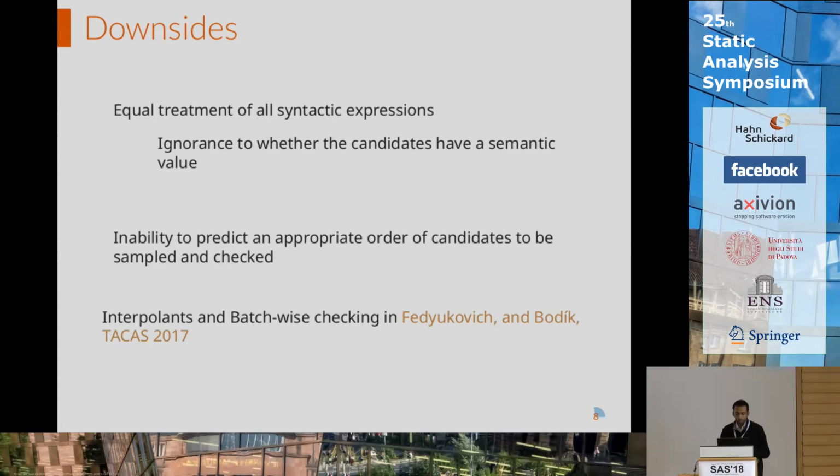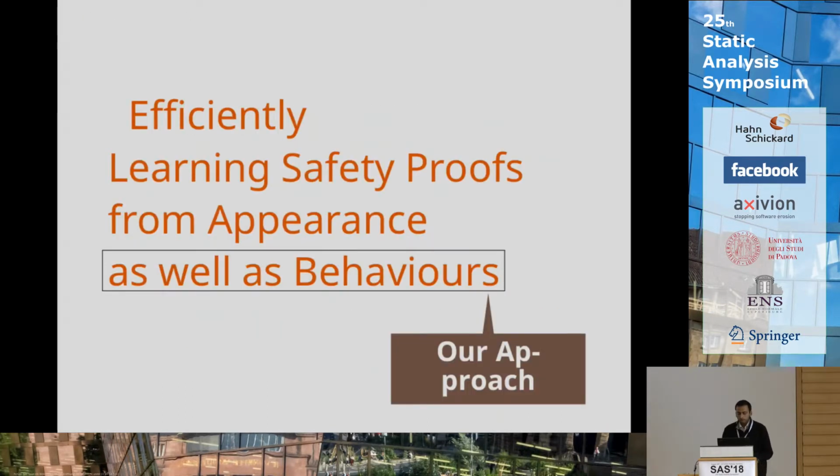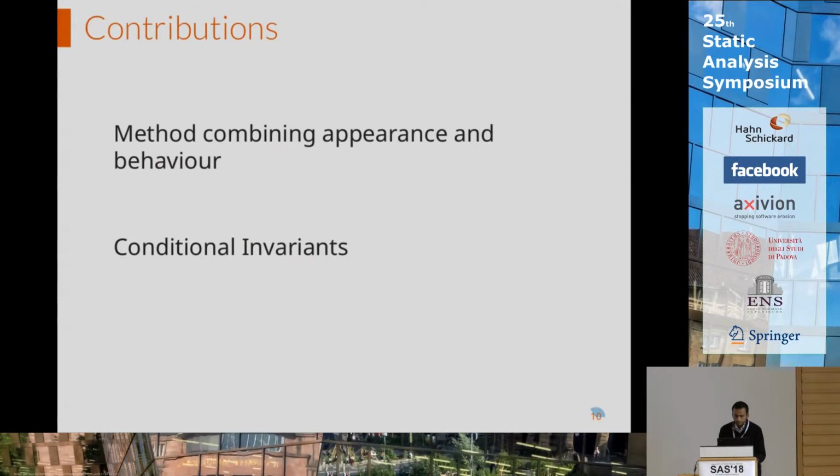This particular problem has been addressed to some extent in the paper by Fedorkovich and colleagues, where they use interpolants to get some semantic value, and then do batch-wise consecution checking. However, what we see is that we can get better semantic candidates, and we'll see a motivating example coming next. Our approach is that one can get candidates from appearance, but one can combine this appearance with behaviors also. By behaviors, we mean the facts that we can get from semantics. So our contribution is to combine appearance as well as behavior, and since this may not always work, we propose a heuristic which gets conditional invariants. We'll look at these two in the rest of the slides.